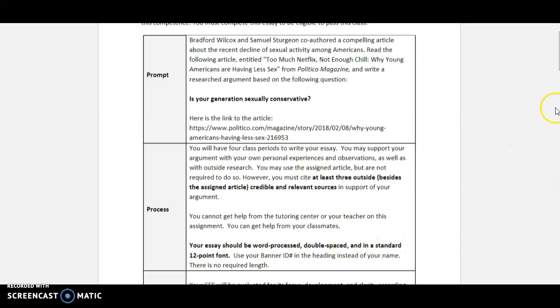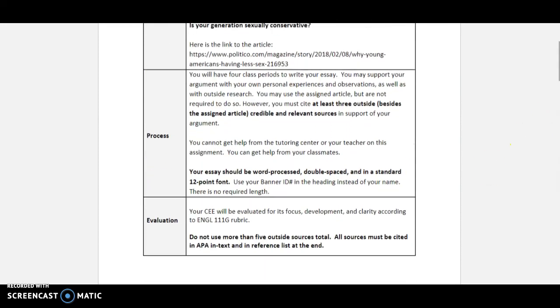Now, as far as the formatting, your essay should be word processed, double spaced, and in 12-point font. Now, this is very important. The process is completely anonymous, so you want to use your Banner ID instead of your name, and there is no required length. Now, this could be a good thing or a bad thing.